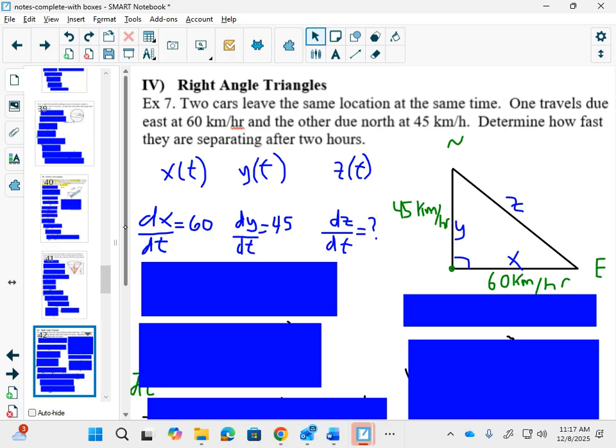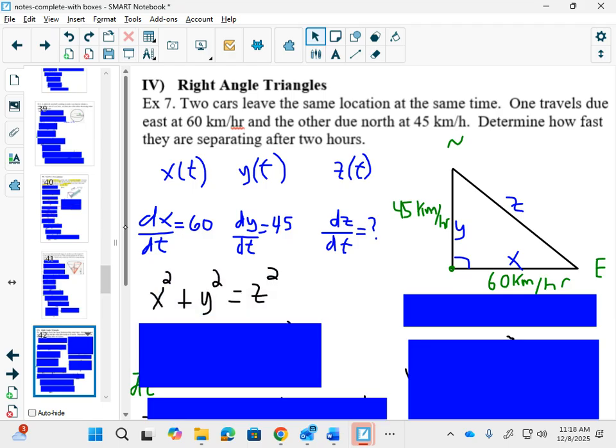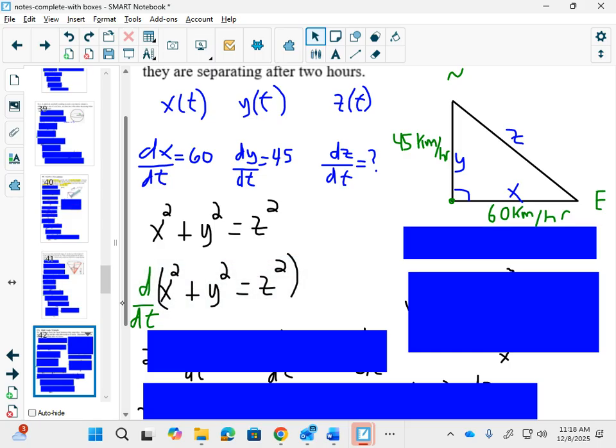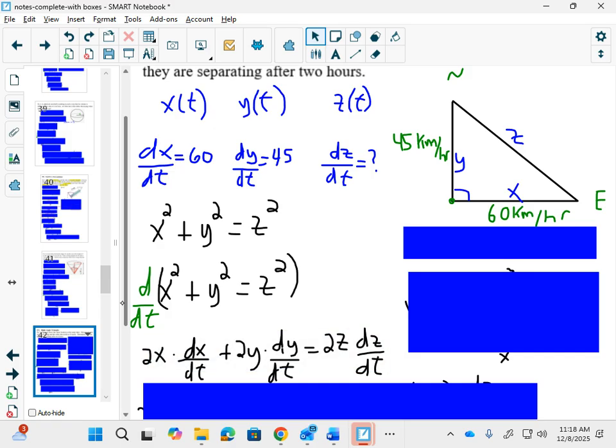Do you know any formulas with right-angled triangles? a squared plus b squared equals c squared. So we have this relationship that x squared plus y squared equals z squared. And if we take the derivative with respect to time of each of these, we get the following: 2x dx/dt, 2y dy/dt, 2z dz/dt.